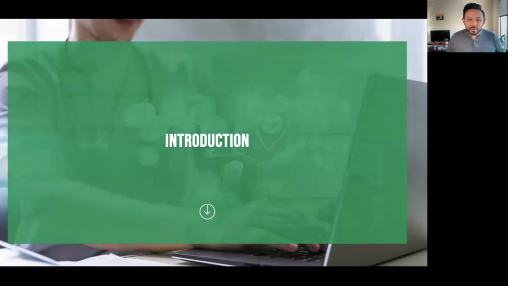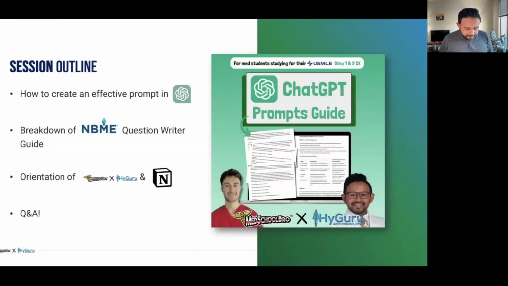So going through now our session outline, what we're first going to be focusing on is how to create an effective prompt in ChatGPT. I'll let you in on a secret. That is my 3C model. And that 3C model formed the building blocks of how you can create an effective prompt, not only to study for the USMLE and what our prompt guide is based on, but if you need to use ChatGPT to write an email or any other productivity task that you are going to be utilizing it for.